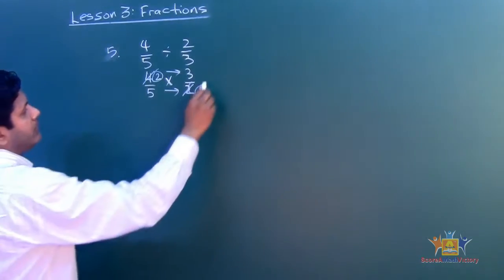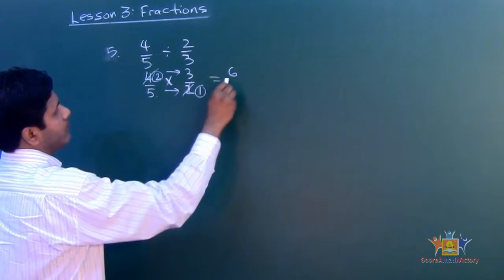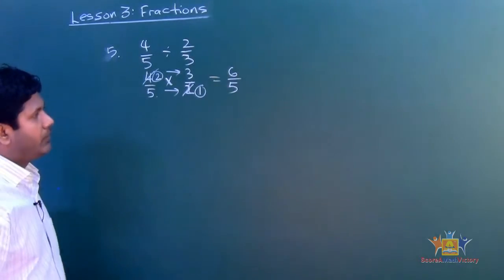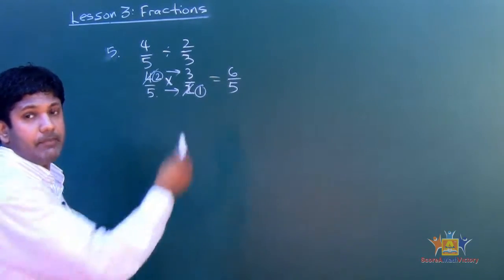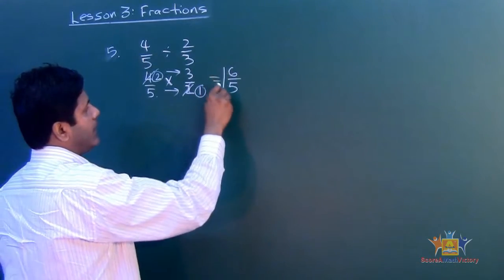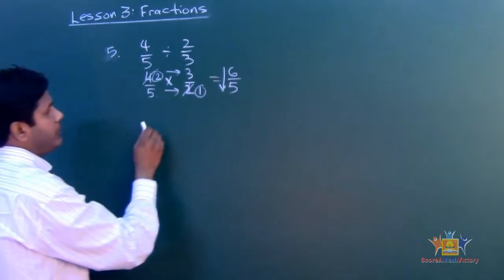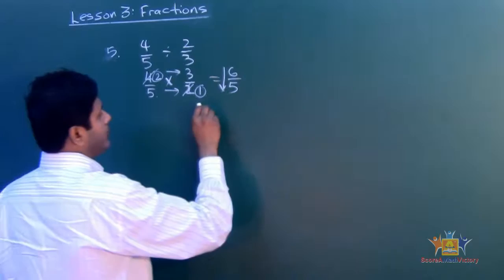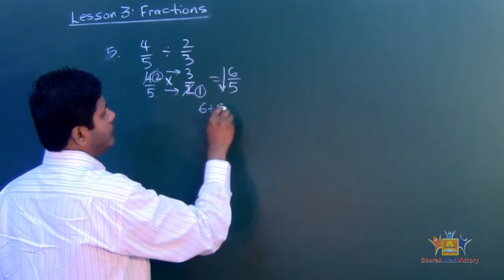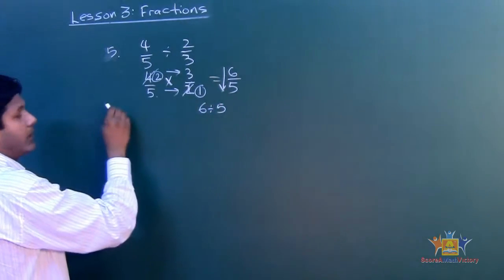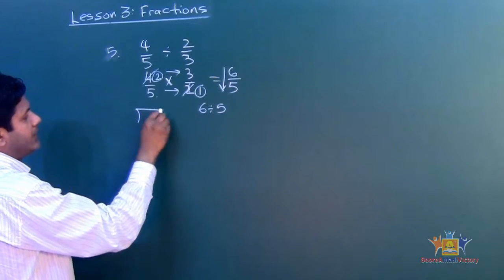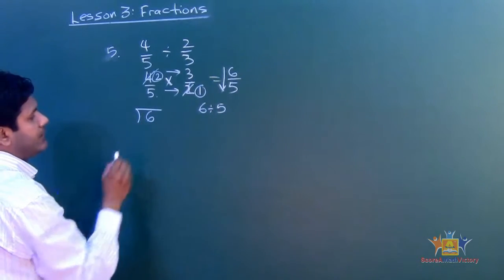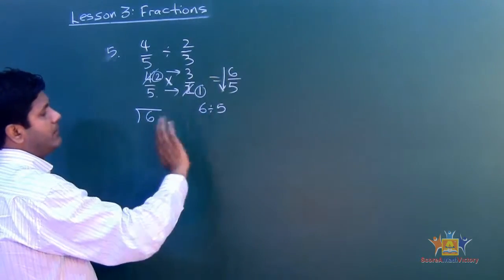So 2 times 3 is 6. 5 times 1 is 5. Now, do I leave the answer this way? No, it's an improper fraction. So I'm going to use the arrow down method. I put it as 6 divided by 5, and I translate that into a long division. We're using the cage approach. 6 goes inside the cage, and 5 is outside the cage.